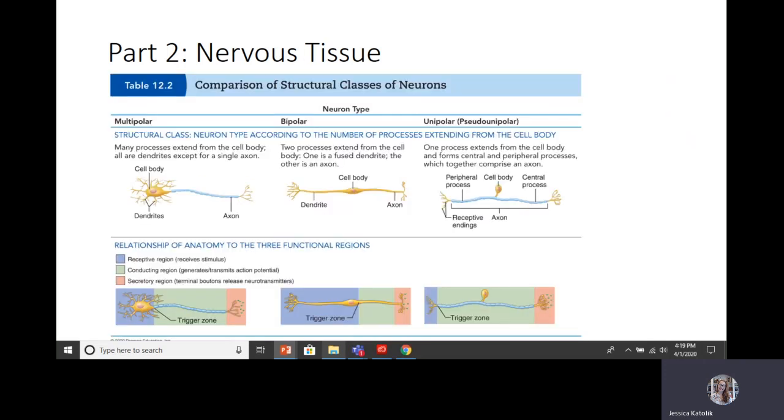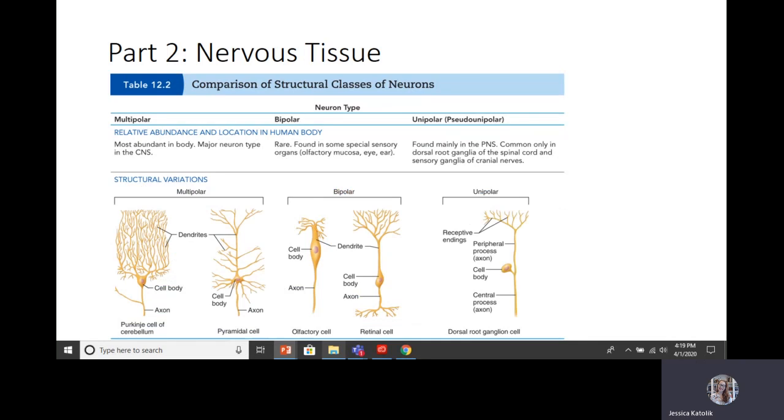There are some really nice diagrams in your textbook that go over these individually, so I would check it out. I'll give you a moment to pause on this diagram if you want to read through it thoroughly. And then there is another part to this diagram as well that shows where it would be in the body, and also some variations that could exist on these structures.